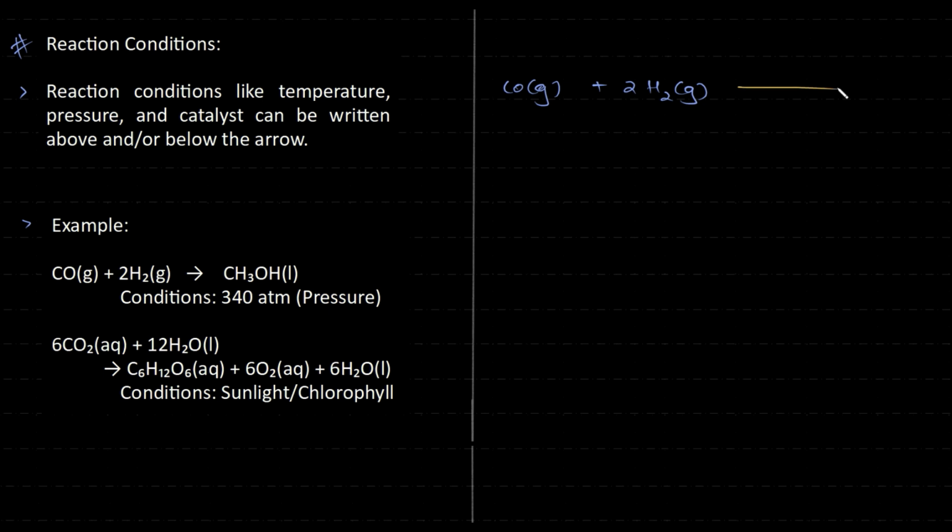You put an arrow, and you write 340, atmospheric pressure. And this leads to the product CH3OH, liquid state. So this is another way of representing. I typically write in this manner. It's much easier to look at, right? Or in place of that, you can write this as well: conditions, 340, atmospheric pressure. So if your handwriting is as bad as mine, you can do that.